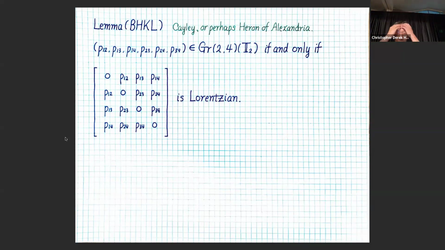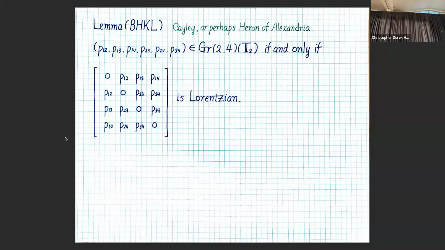Okay, so the statement is that P12, P13, P14, P23, P24, P34 satisfy the three triangle inequalities over the reals if and only if this symmetric 4 by 4 matrix with 0 on the diagonal is Lorentzian. In other words, it has exactly one positive eigenvalue, or at most one. And the proof is very simple, and I'm going to show you shortly.